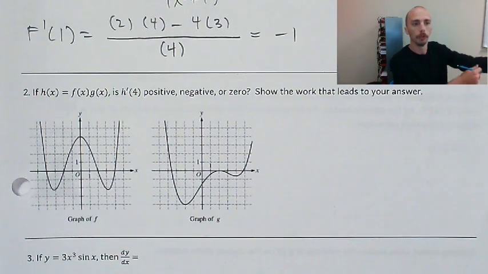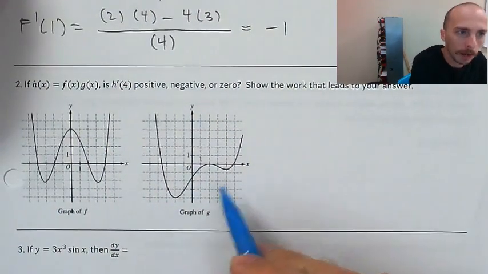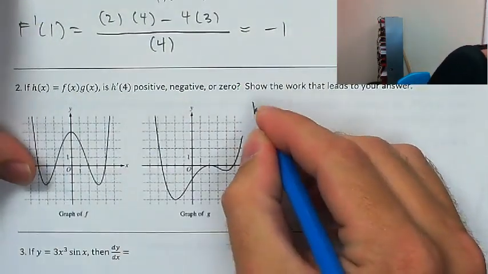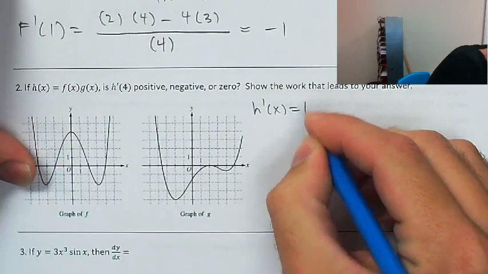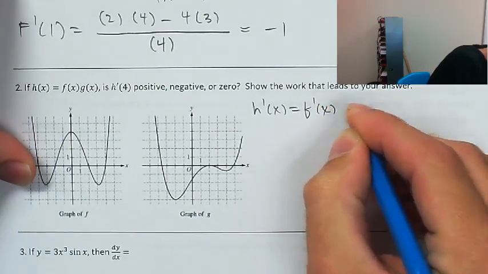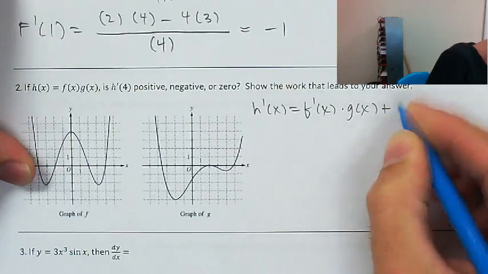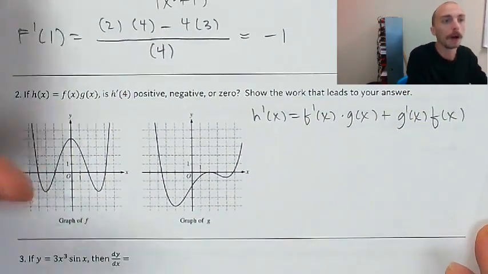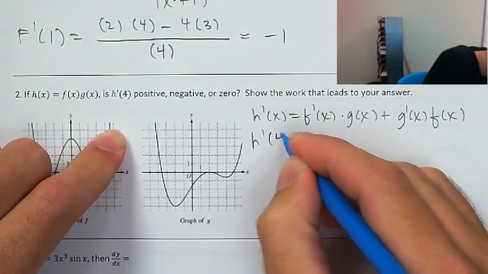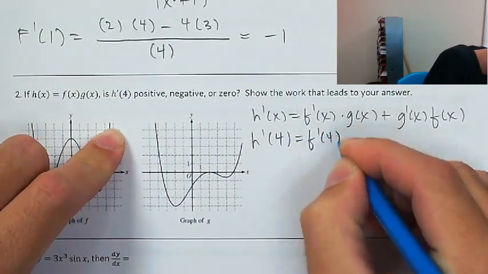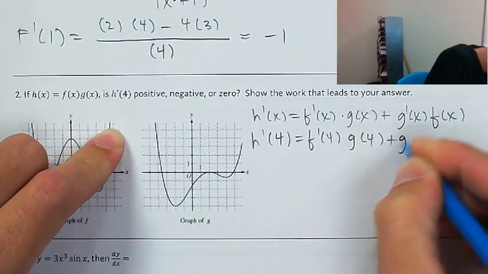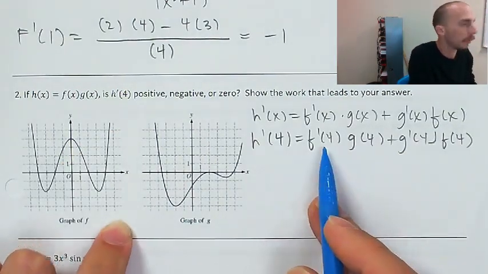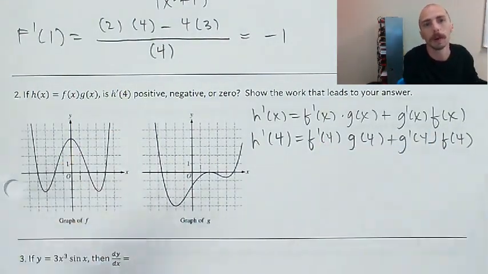So this next one, we're going to look at these graphs and determine whether h prime of 4 is positive or negative or 0. Okay, so we're going to start by taking the derivative using the product rule. So that's f prime of x multiplied by g of x, and then I'll take the derivative of g and leave f the same. Okay, then I'll plug in 4. And so that'll be f prime of 4 times g of 4 plus g prime of 4 multiplied by f of 4. And I can look at the graphs and determine whether each of these things is positive or negative or 0 individually.